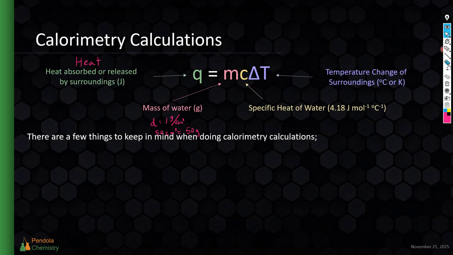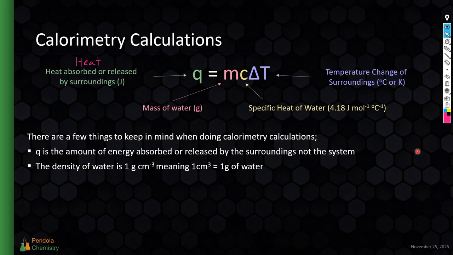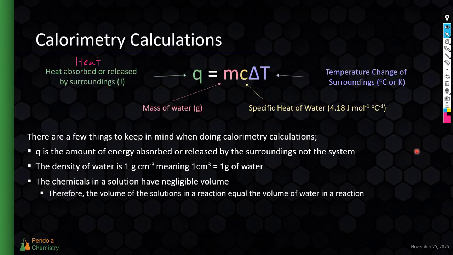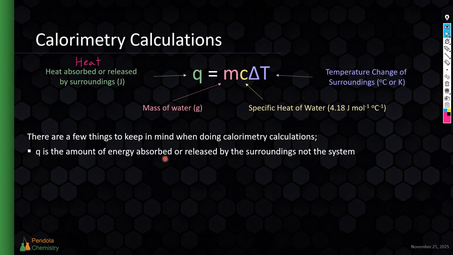So let's look at the following things. There are a few things that you need to keep in mind while you're doing calorimetry. Let's go back to this: Q is the amount of energy absorbed or released by the surroundings, not the system. This is very important to remember, because it's very easy when you're doing calculations in calorimetry to flip a sign from negative to positive or positive to negative and then get the answer wrong.